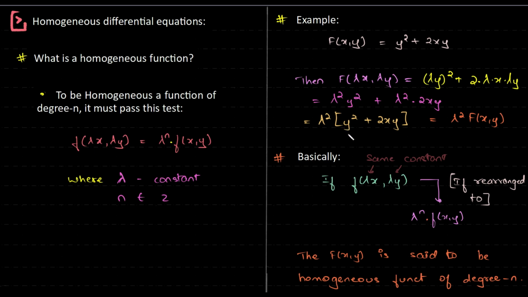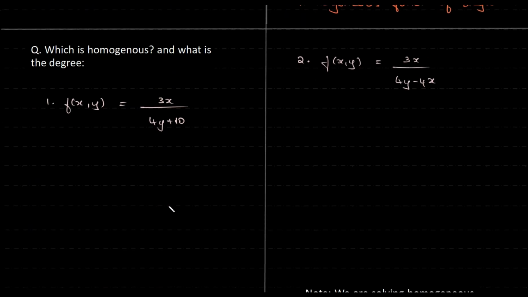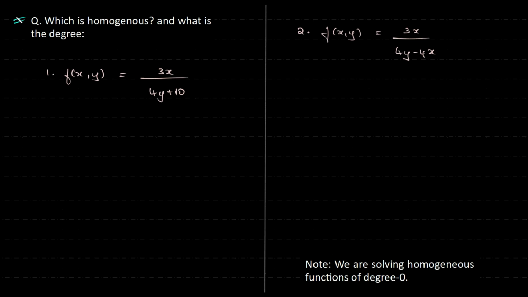And over here, this is a homogeneous function of degree 2, because there is a 2 over here. Okay, n always has to be an integer, right? Now let me show an example to concretize the idea.